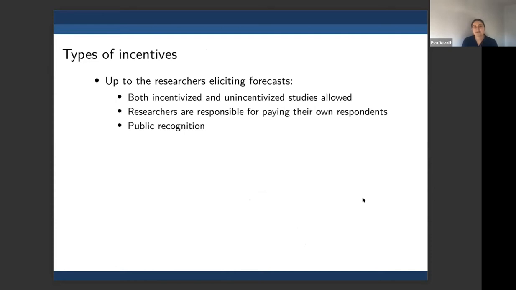In terms of incentives, again, we leave this up to the researchers who are eliciting forecasts. So everything is really geared towards making this something that researchers can use valuably in their own studies. We allow both incentivized and unincentivized studies. If it's incentivized, the researchers pay their own respondents. We're also working on building in more public recognition of good forecasters. So in the near-term future, there will be a leaderboard where you can see how well people have been doing.